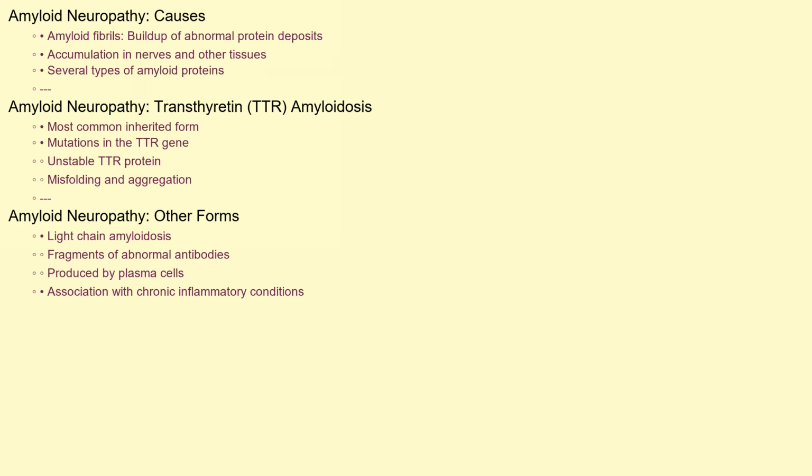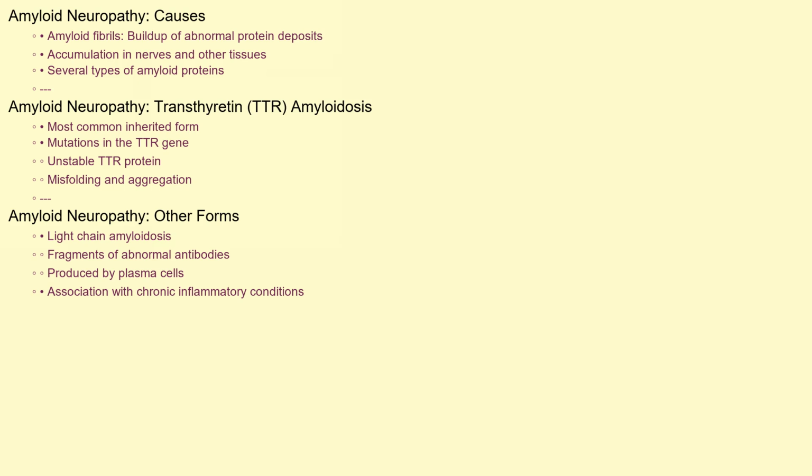So, what causes amyloid neuropathy? The root cause lies in the buildup of abnormal protein deposits called amyloid fibrils. These fibrils accumulate in various organs and tissues, including the nerves. There are several types of amyloid proteins that can cause neuropathy. The most common inherited form is caused by mutations in the transthyretin or TTR gene.